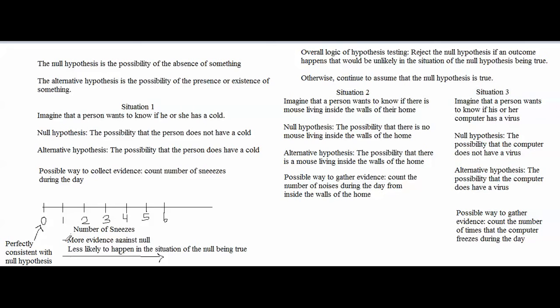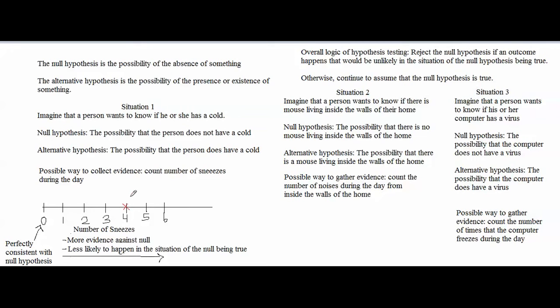And I said at a certain point, I'm going to be convinced that I do have a cold. At a certain point, I'm going to reject the null hypothesis and conclude that the alternative appears to be true. And I'm going to need to set some cutoff point where I'll be convinced that I do have a cold. Maybe I decide that if I sneeze 4 or more times, I'll reject the null hypothesis and conclude that I do have a cold. But if I sneeze less than 4 times, I won't be convinced. If I sneeze less than 4 times, I'll just assume that the null is true and I'll assume that I don't have a cold.